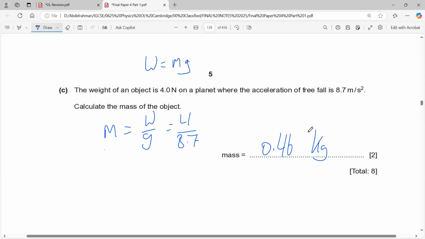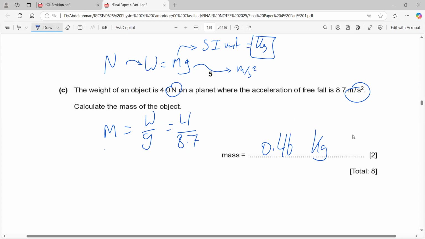مستر, how did you know it's kilograms and not grams? Because the SI unit of mass is kilograms. So if the weight is in newtons and G is in meters per second squared, definitely the mass will be in kilograms.